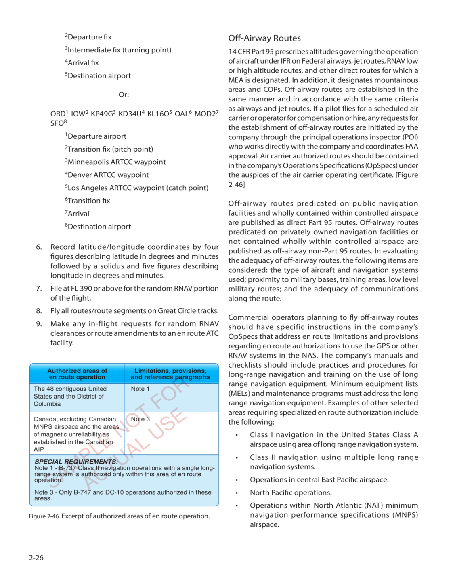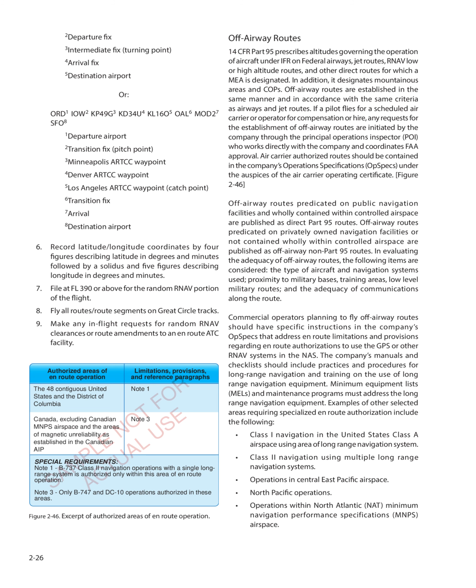Airport. 6. Record latitude/longitude coordinates by 4 figures describing latitude in degrees and minutes followed by a solidus and 5 figures describing longitude in degrees and minutes. 7. File at FL 390 or above for the random route portion of the flight. 8. Fly all routes/route segments on Great Circle tracks. 9. Make any in-flight requests for random route clearances or route amendments to an en-route ATC facility.